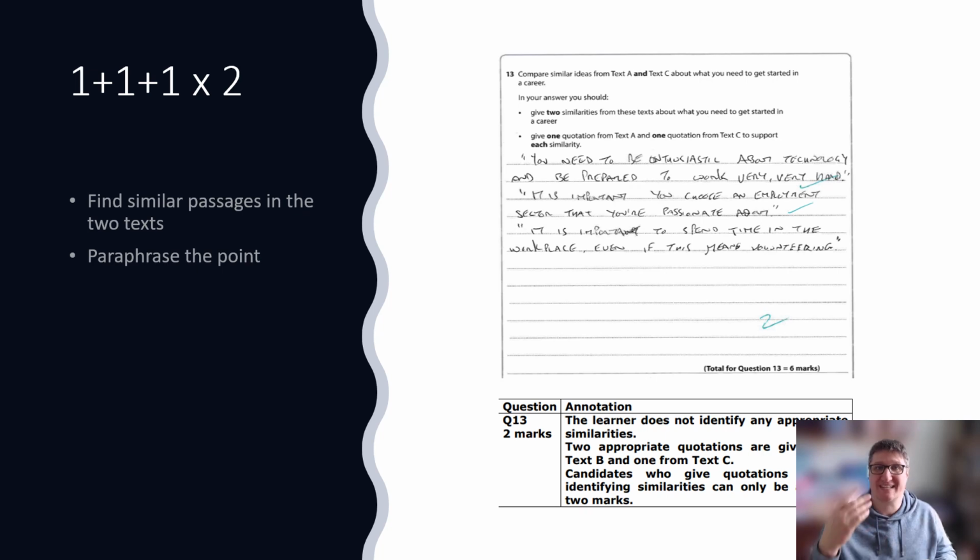Paraphrase the points, that is, put the point in your own words. What is the point, the gist, the idea that they're both conveying? Then you quote both texts. You get 1 point for the similarity, 1 point for the first quote, 1 point for the second quote, then you do the whole thing again. Do it twice.